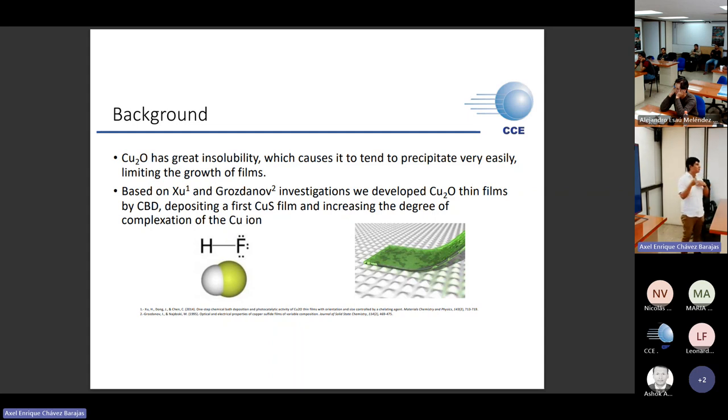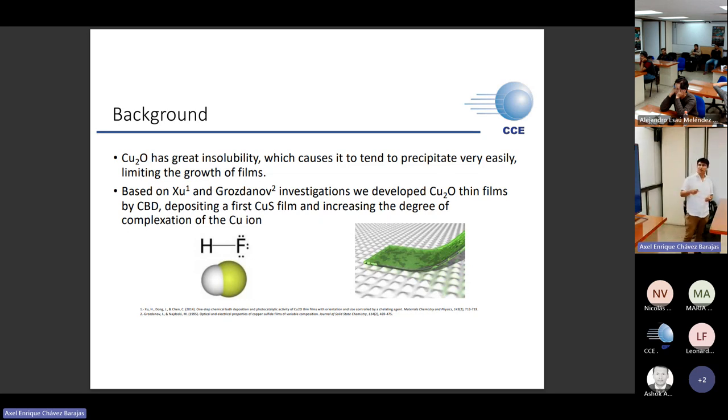But in my case, I wanted to work with solar cells and photocathodes, so I could not use this acid because it removes the FTO from the substrate. But it was very important for me, because I started to use this complexing agent, which was sodium citrate.